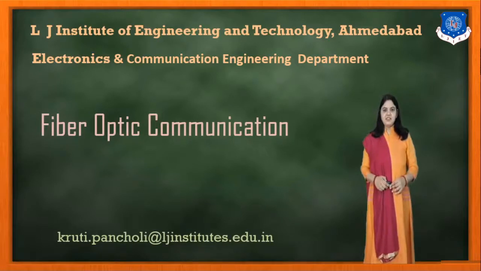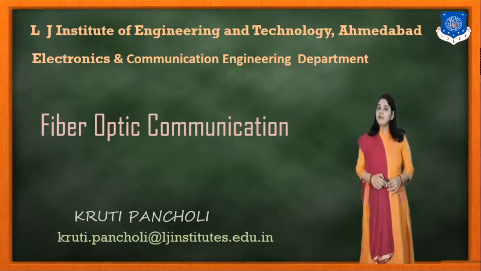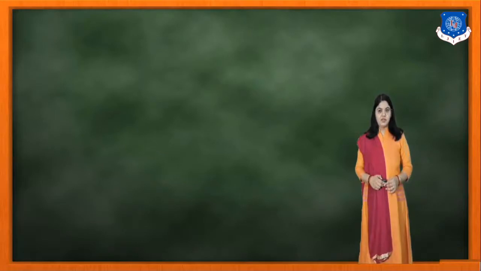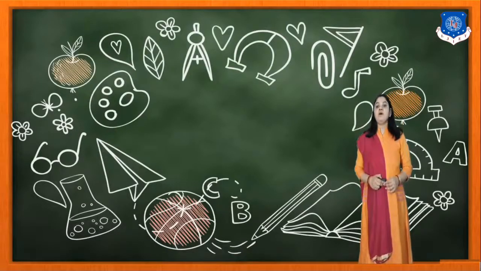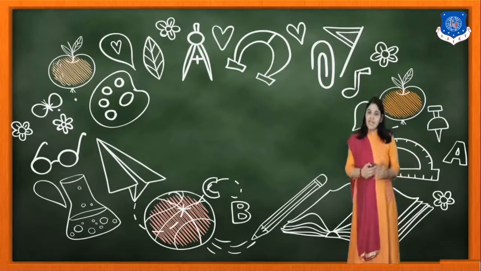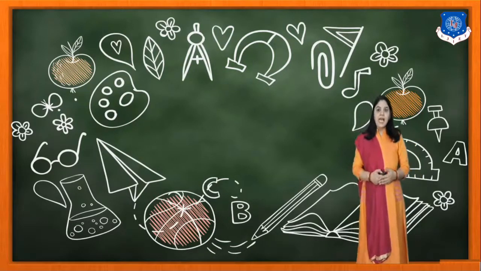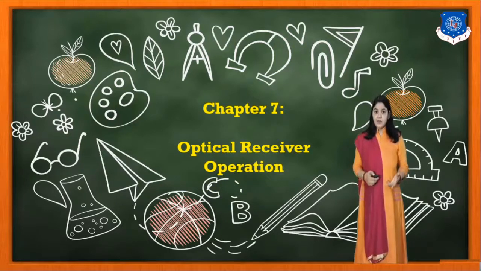So friends, till now we learned about the various sources and the detectors used for fiber optic communication. So now we know how we can convert the light information into electrical form, and then the electrical signal into light form. So these are all the conversions that we learned.